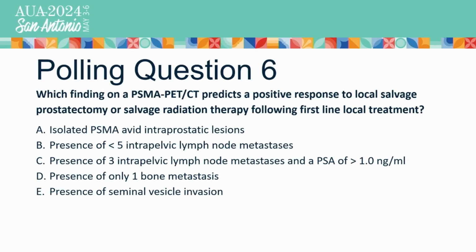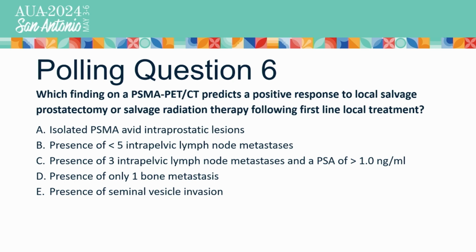So now it's coming to the last question. Which finding on a PSMA PET CT scan predicts a positive response to local salvage prostatectomy or salvage radiation therapy following first-line local treatment? Is it an isolated PSMA-avid intraprostatic lesion?